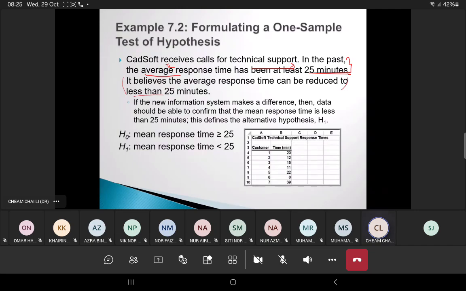And the thing that we want to investigate, kita kena letak dekat alternative hypothesis, right? So the mean response time is less than 25 minutes. So this is the alternative hypothesis statement. And this one is the null hypothesis statement, because based on the historical data, based on the standard, based on the currently accepted value, kita letak dekat null hypothesis. So are you okay so far?